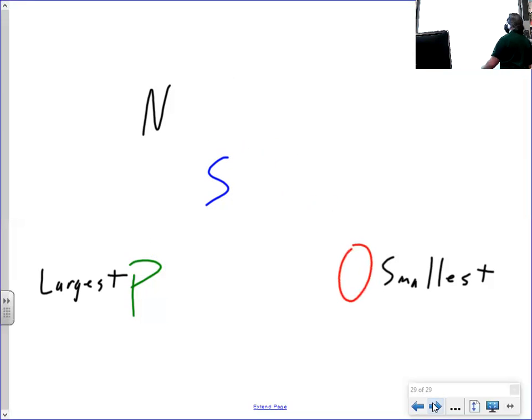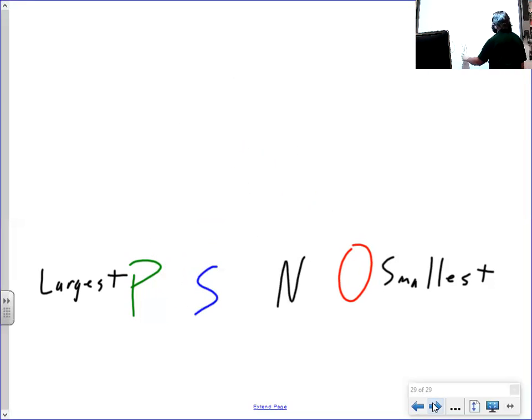Second largest would be... Up and down is more important. Up and down is more important. Sulfur's next, and then nitrogen is third. So it's all about the bigger you are, the farther down you are. That's the most important. And then from left to right, the farther you are to the left is the second most important thing. All right?